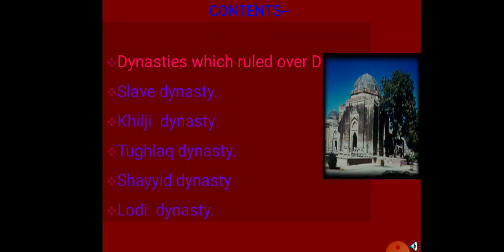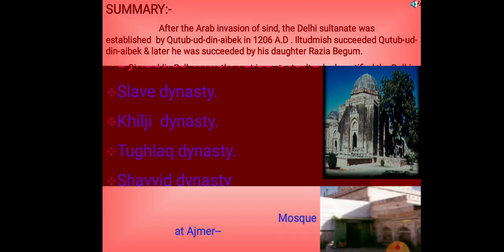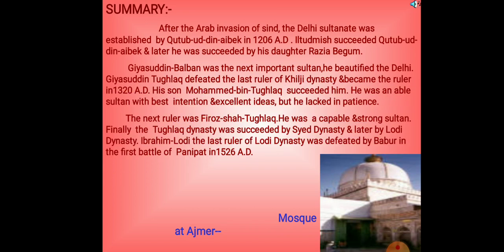Next we have the important dynasties which ruled over Delhi: Slave dynasty, Khilji dynasty, Tughlaq dynasty, Sayyid dynasty and Lodi dynasty. And we have a brief summary about the different dynasties of the Delhi Sultanate.